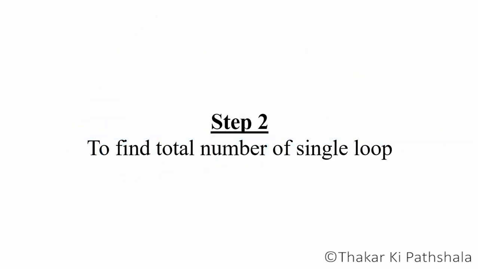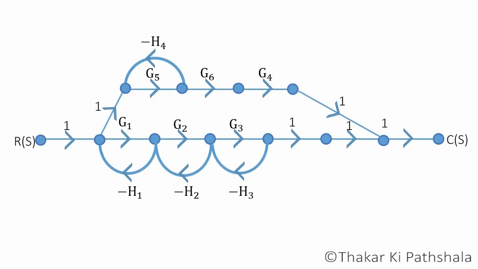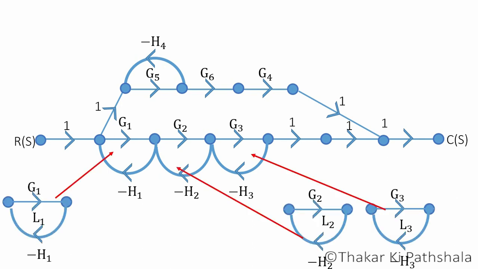Second step is to find the total number of single loops. So what is a single loop? We can define a single loop as a closed path. Here by looking at the graph, we can find four single loops. Here is the first loop. We will name it as L1, second loop L2, third loop L3 and fourth loop L4.